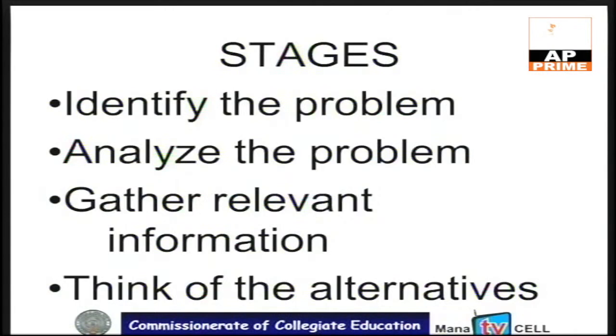Let us know some of the stages. What are the stages we have here? So how to find out a problem and how to trace out the solution from the problem by making a right decision. To make a right decision, we have some stages. The first thing is identify the problem. So when you want to make a right decision, first of all you have to identify the problem.